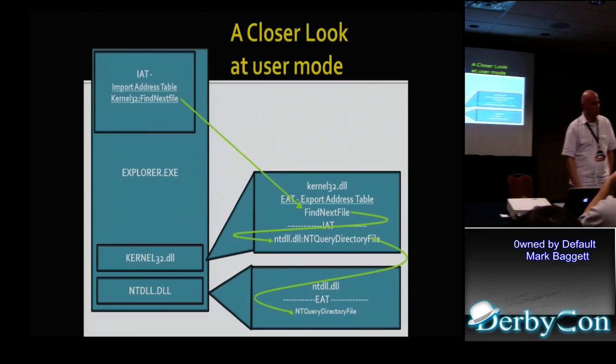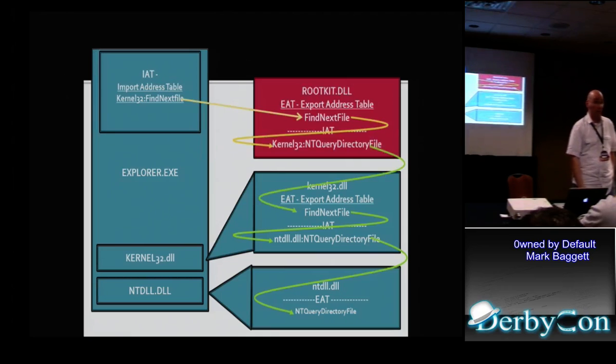So user mode rootkits take advantage of these linkings between functions, and you're going to insert new DLLs into the memory of a running process, and you're going to change the pointers inside those import address tables to say, hey, look, if you want to call FindNextFile, don't go down here.